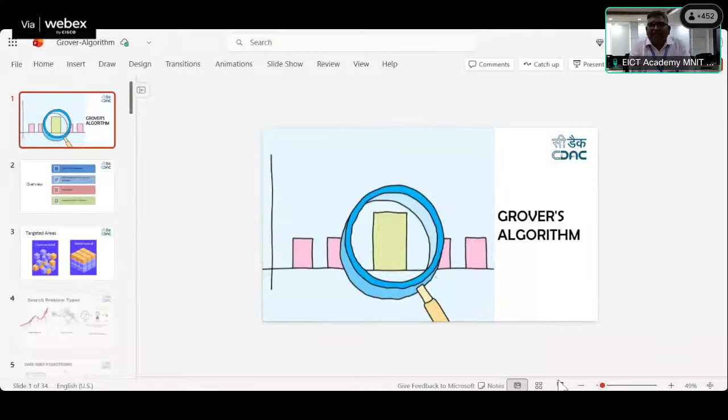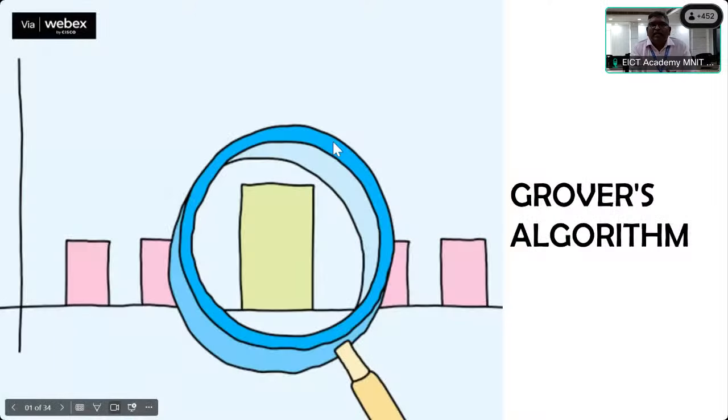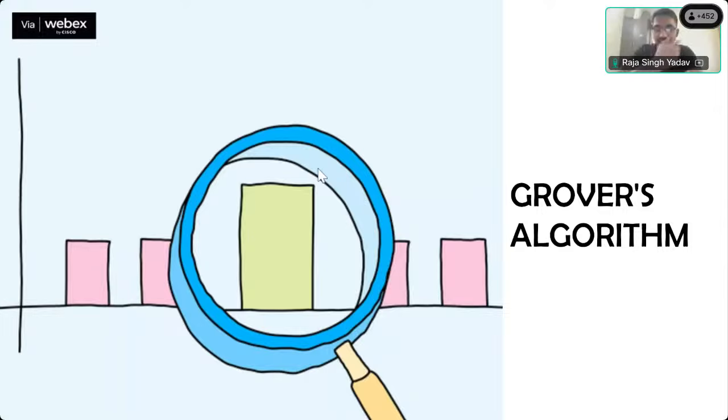Welcome, Mr. Raja Singh Yadav. Participants, we'll go through the entire algorithm, the Deutsch-Jozsa algorithm or Grover's algorithm. Should I go for Deutsch-Jozsa or Grover's? I can give whichever. No problem, sir. Grover's is fine, because they have heard of all these algorithms, so you can take them through the algorithm and then discuss the implementation.